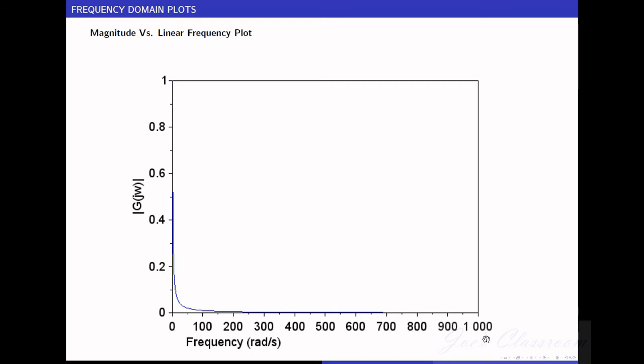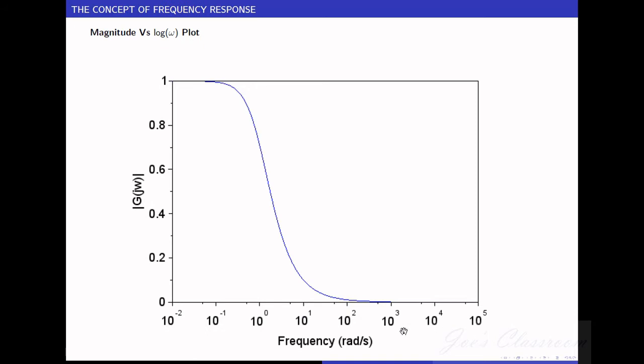But when I change the scale to logarithmic scale, I'm able to visualize completely the low frequency variations. But at the same time, I'm able to accommodate a larger frequency range. This is the advantage of using the frequency in a logarithmic scale. This is the magnitude versus log omega plot, and this is the second plot for representing the frequency response.